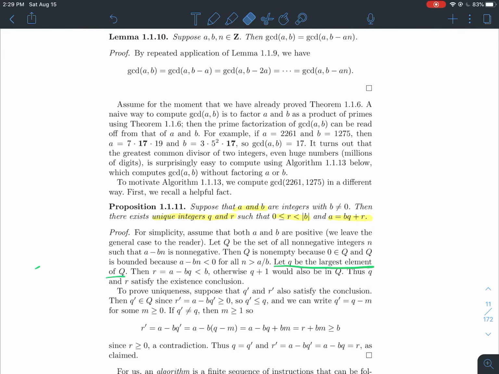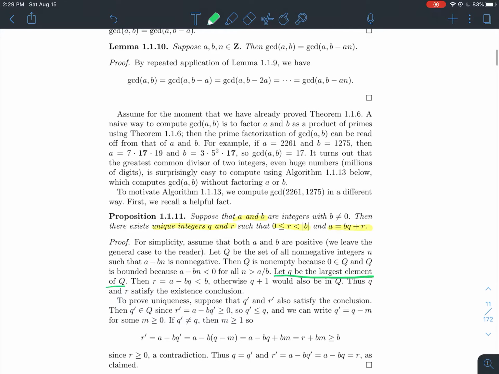Now what we'll do is look at the expression a minus bq, where q is that largest element. We'll call that r. So notice here, again, that r is going to be a minus b times q. And notice that that's less than b. Otherwise, q plus 1 would have to be an element of Q. So you can write that down and chase through that to convince yourself that r has to be less than b. And what we're setting ourselves up for is to make sure that our r really does satisfy these conditions here. So what we just showed is that there definitely exists a q and there exists an r. And we kind of made the r from the q.